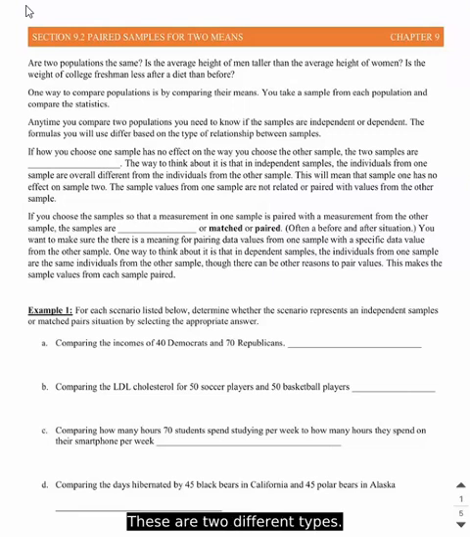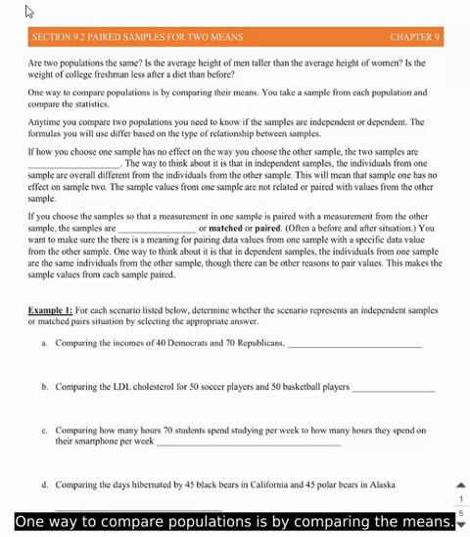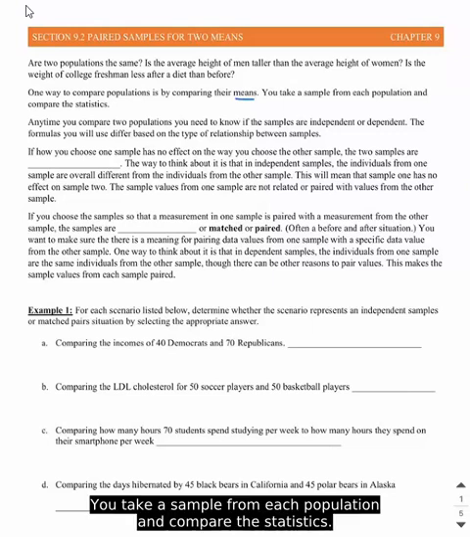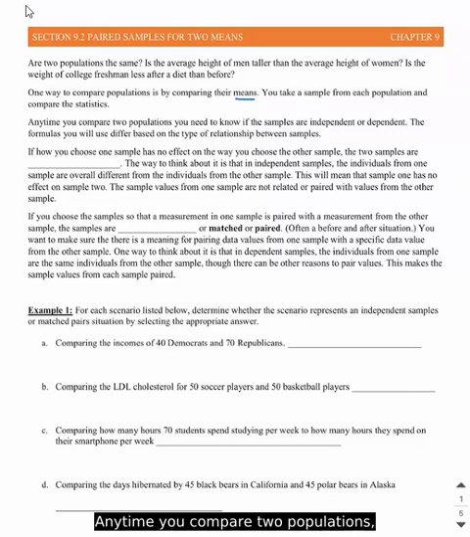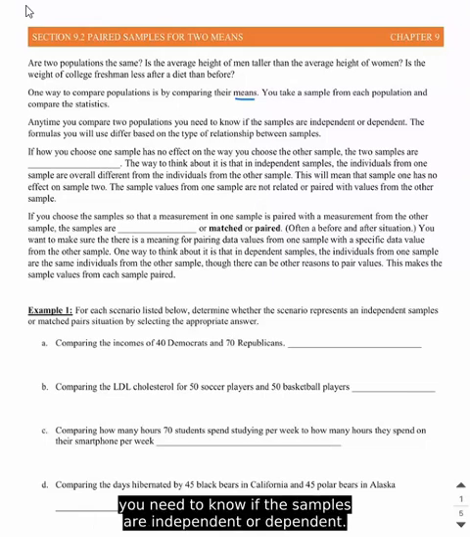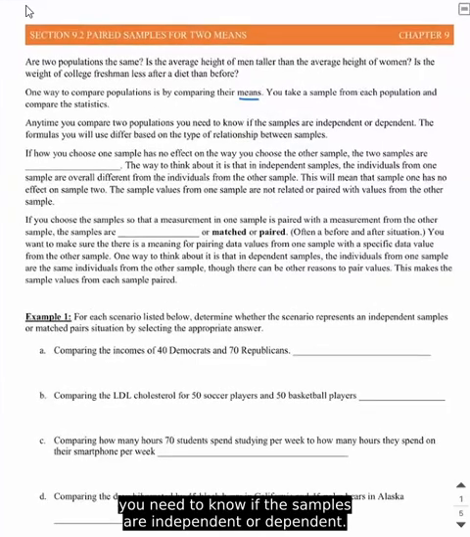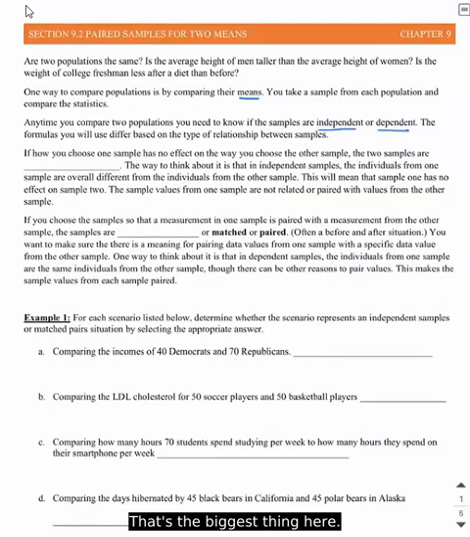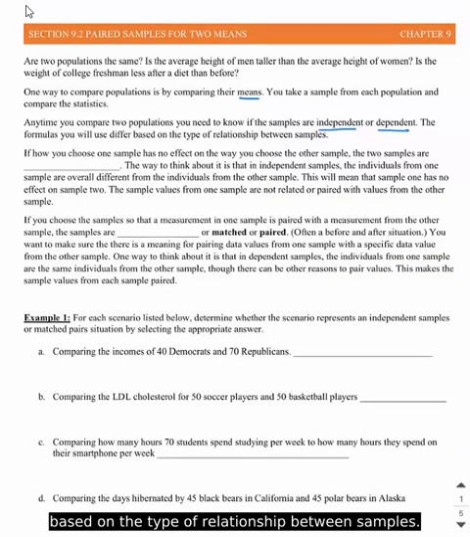So these are two different types. One's independent, one's dependent. One way to compare populations is by comparing the means, right? So we're looking at the means. You take a sample from each population and compare the statistics. Anytime you compare two populations, you need to know if the samples are independent or dependent, right? That's the biggest thing here. So the formulas you will use differ based on the type of relationship between samples.